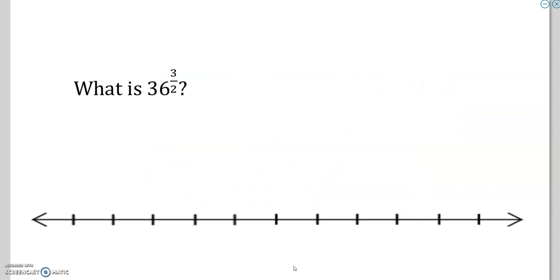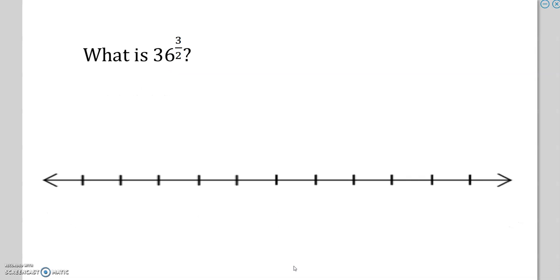Okay, so what is 36 to the 3/2? So we can rewrite this. Remember, this is exponent over index. So this is going to be the square root of 36 cubed. So we can figure this out. What's the square root of 36? It is 6. And what is 6 cubed? It's 216.